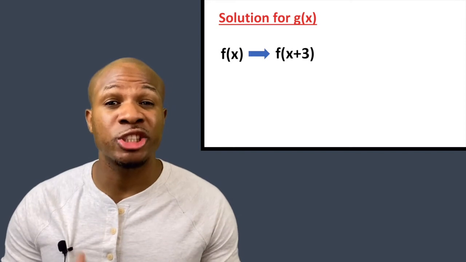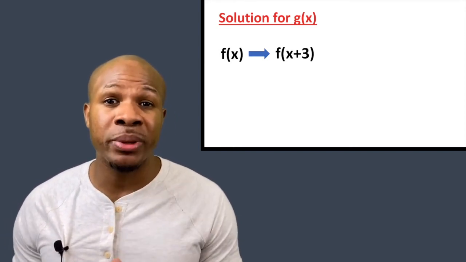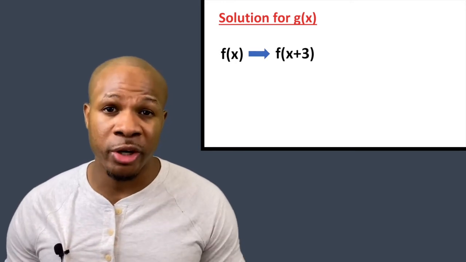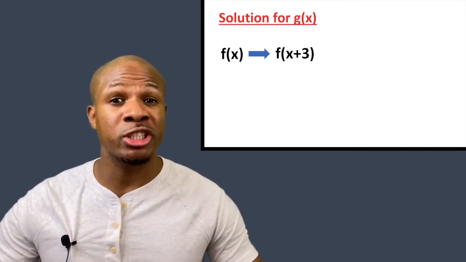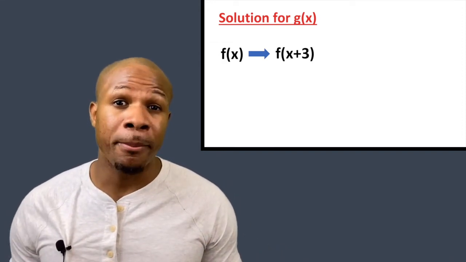And then we were asked to stretch the function vertically by a factor of 2. The vertical axis is the dependent variable. f is the dependent variable. So what we want to do is stretch f by a factor of 2, which means we want to multiply f by 2.